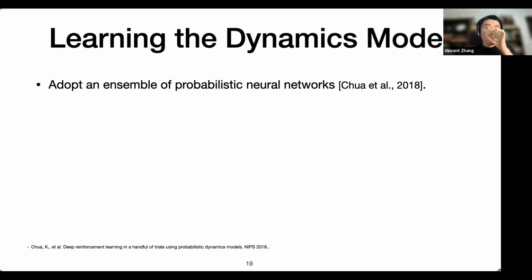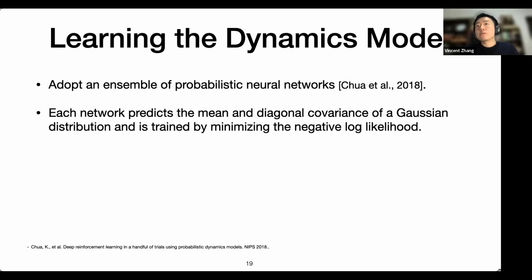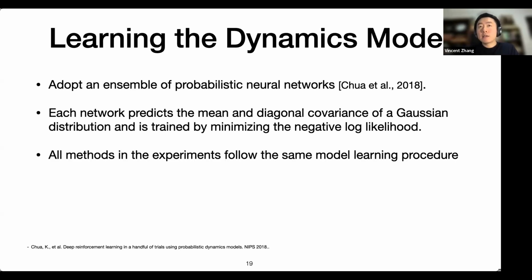So we're almost entirely focused on the planning side of things, but just to get the model learning out of the way, what we use is an ensemble probabilistic neural net. And each network predicts the mean and diagonal variance of a Gaussian distribution, and is trained by minimizing the negative log likelihood. So all the methods that we're going to discuss in our experiments follow exactly the same model learning procedure, just to make it fair. And then we can just focus entirely on the planning aspect of this.